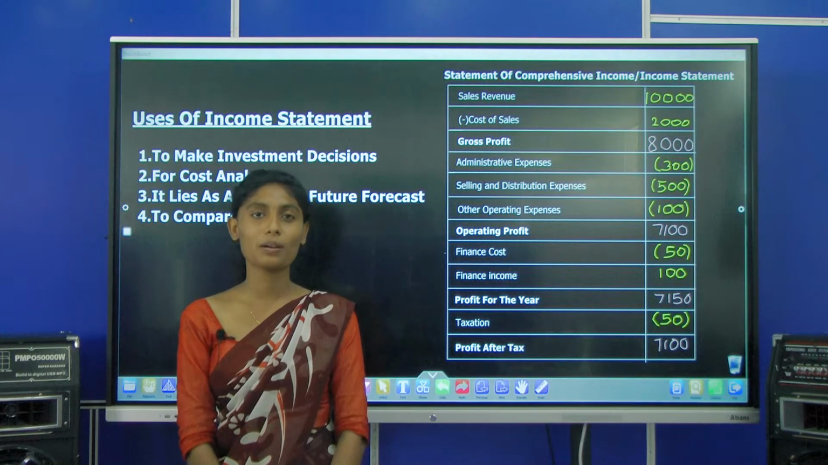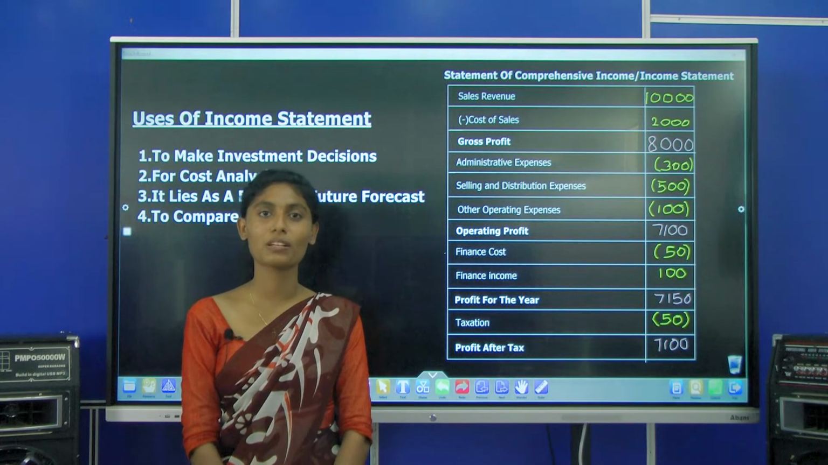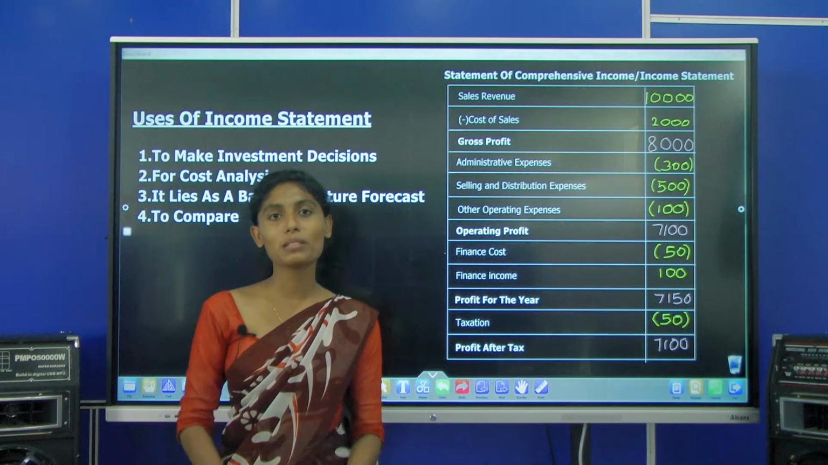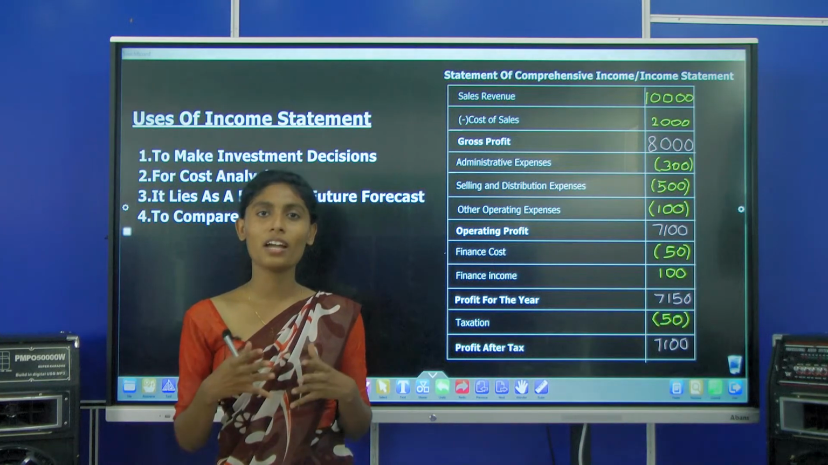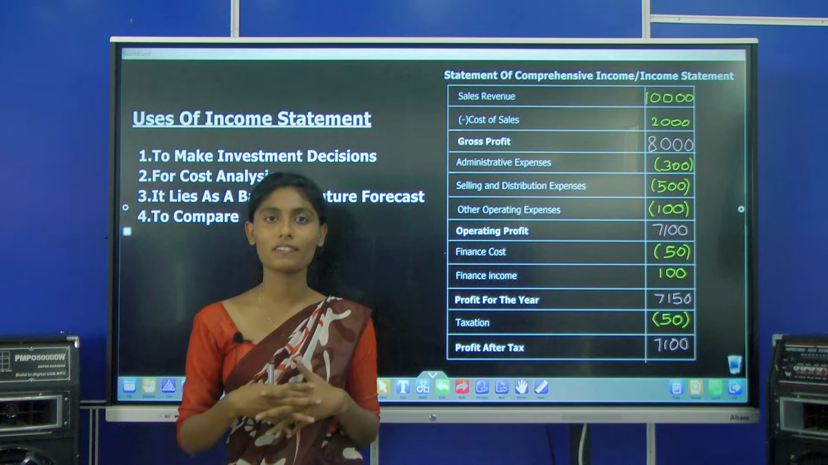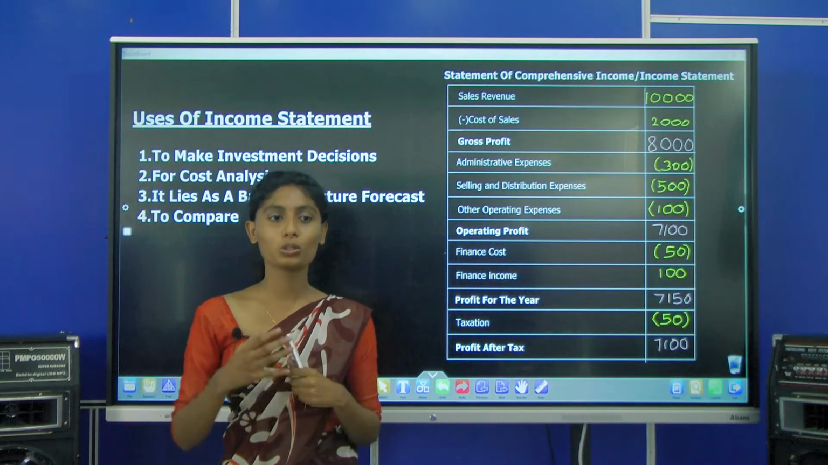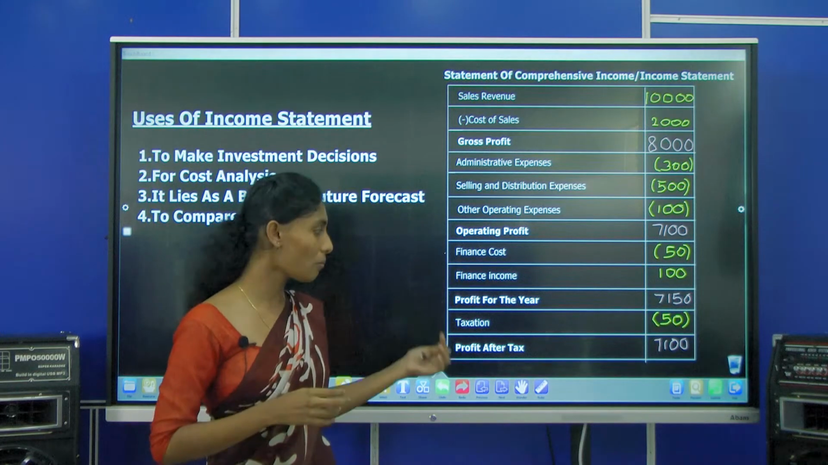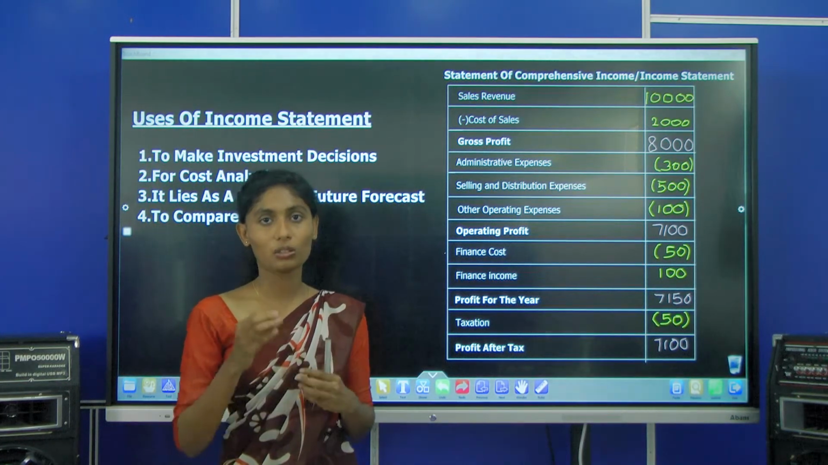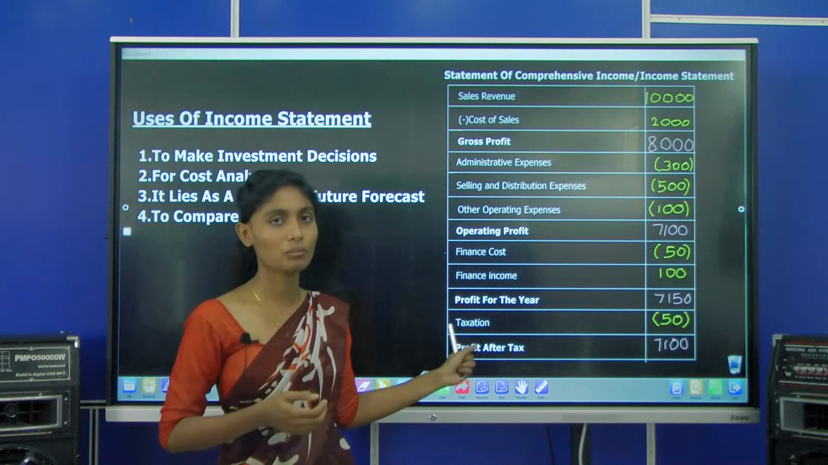Today we are going to do chapter number 29, statement of comprehensive income. What do you mean by statement of comprehensive income? Why are we preparing statement of comprehensive income? We prepare statement of comprehensive income to show the income or the profit of the business.